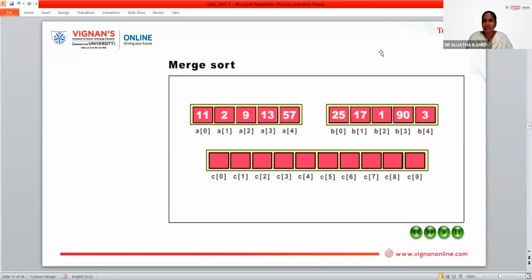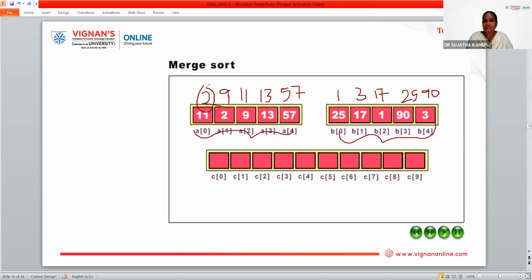Here you can clearly understand one more thing. This is one subarray and this is another subarray. First it sorts this subarray, and when it is sorted, we get the elements as 2, 9, 11, 13, 57. When the other subarray is sorted, I'll get the elements as 1, 3, 17, 25, and 90. Now, how do we merge these two subarrays?